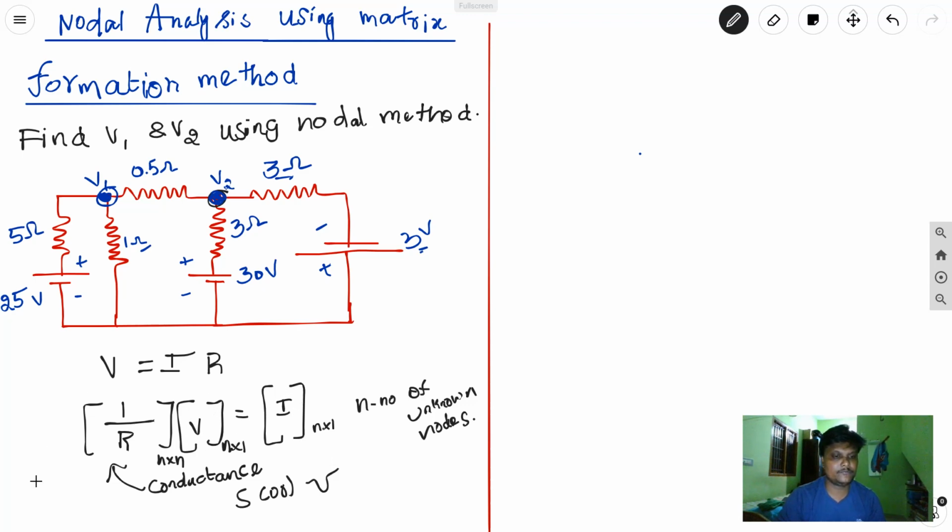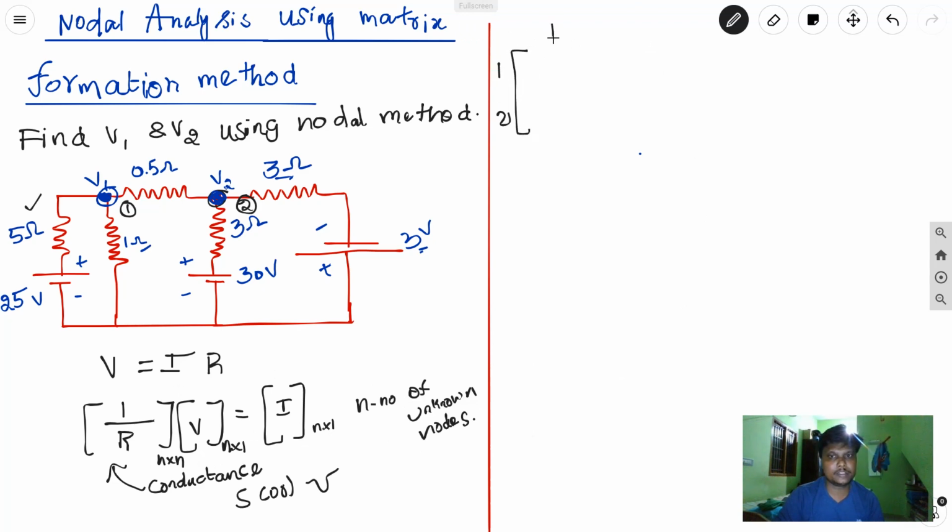Now let's try to form this matrix for this particular given problem. We already saw in the class this particular problem has two unknown nodes, namely node 1 and node 2. So we have taken the node 1 voltage as V1 and the node 2 voltage as V2. Keeping that, we'll try to make this matrix. Let us first form the conductance matrix. Here the n is 2, so we will have a 2 cross 2 matrix for the conductance.